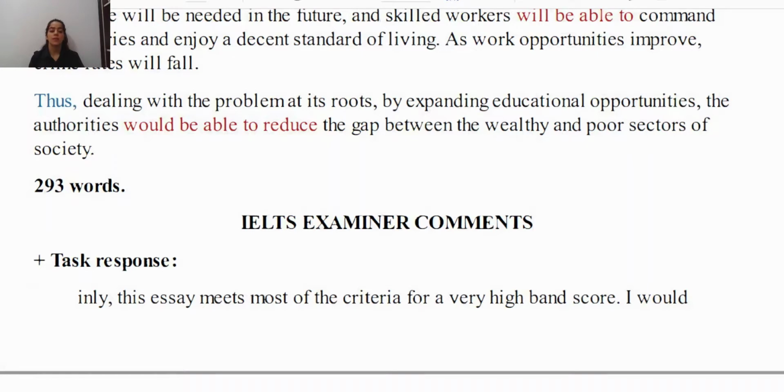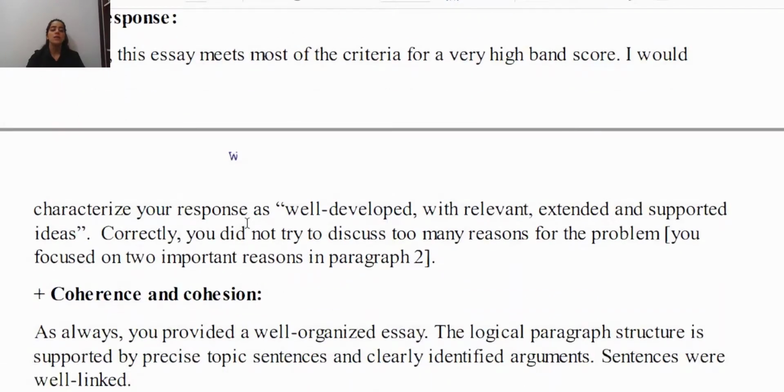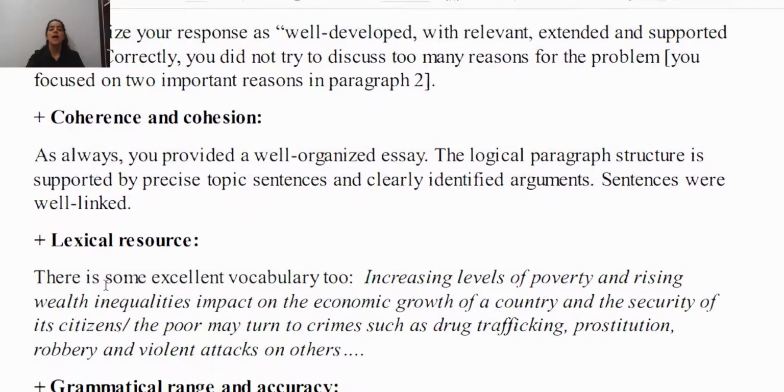Task response. This essay meets most of the criteria for a high band score. I would characterize your response as well developed with relevant, extended, and supported ideas, which are very important in order to qualify a high band score. Correctly, you did not try to discuss too many reasons for the problem. You focus on two important reasons in paragraph 2.